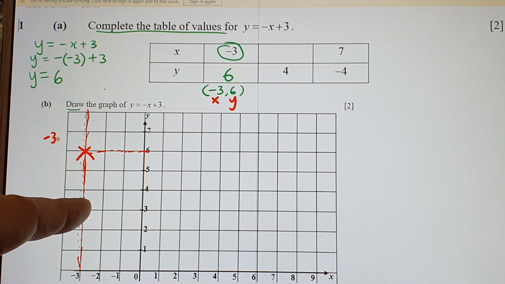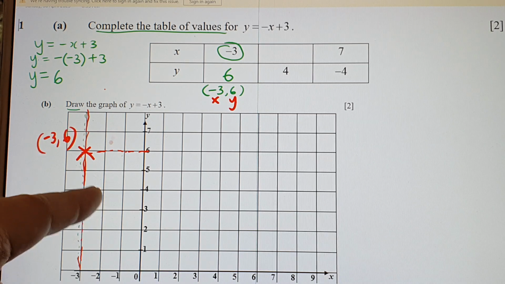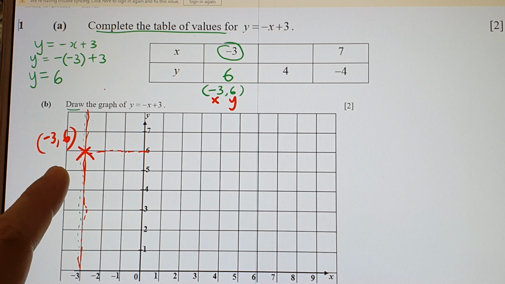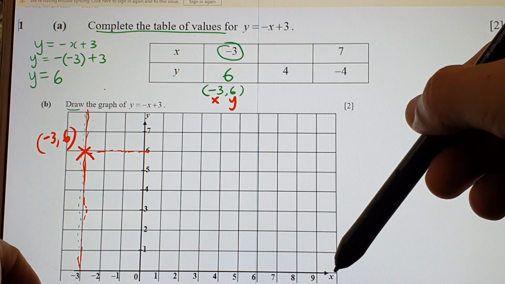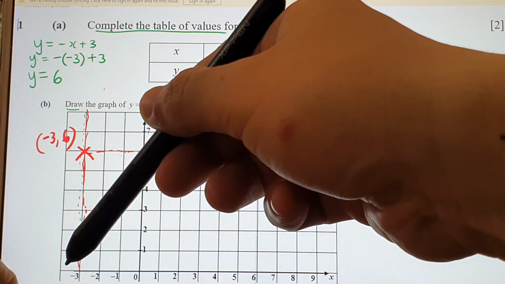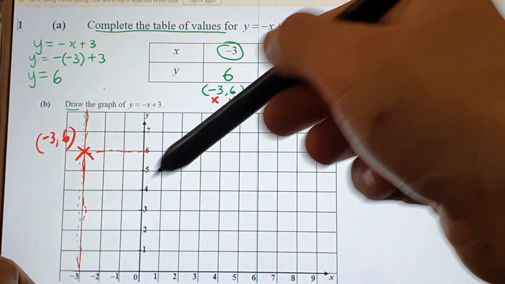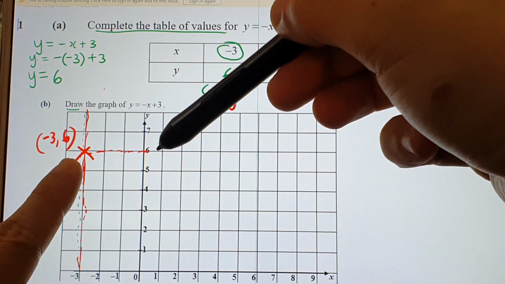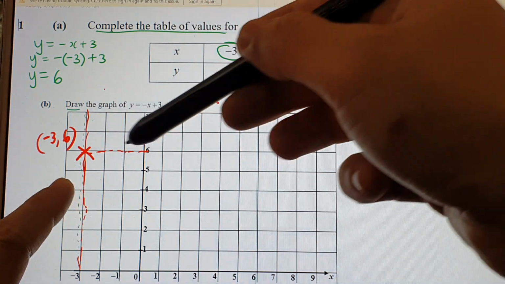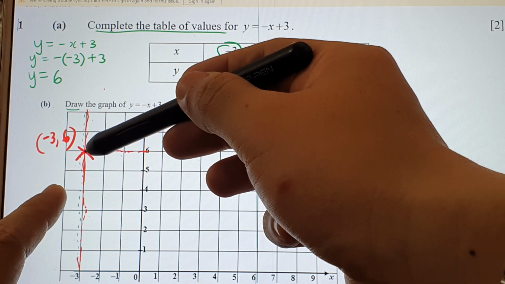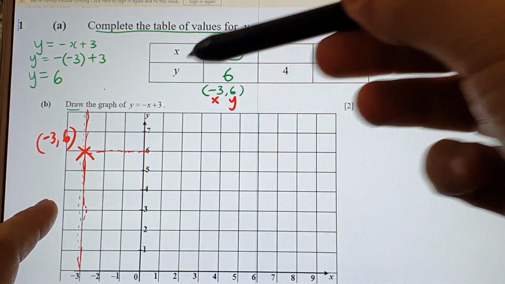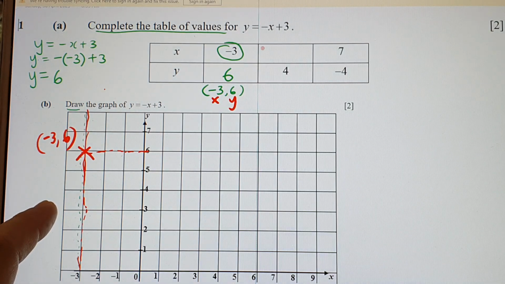Minus 3, 6. Okay? So what it means is that when you stand here, when you look at the x-axis, the x line, what is the x value? Minus 3, right? There, minus 3. And what is the y value? 6, right? So this point is what we call minus 3, 6. Always do the x first, then the y. Okay? Now let's move on to the next point.